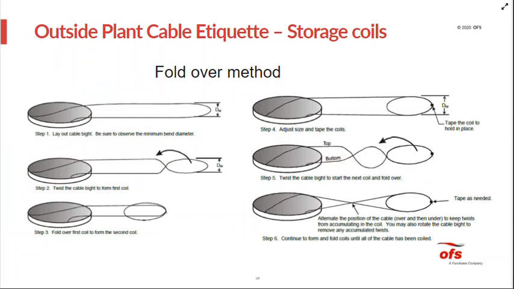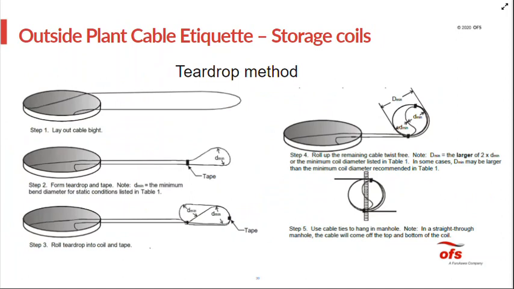One nice advantage of this storage method is that you can typically eliminate most of the twist from the storage coil. So that is always a good thing if you can eliminate the twist.